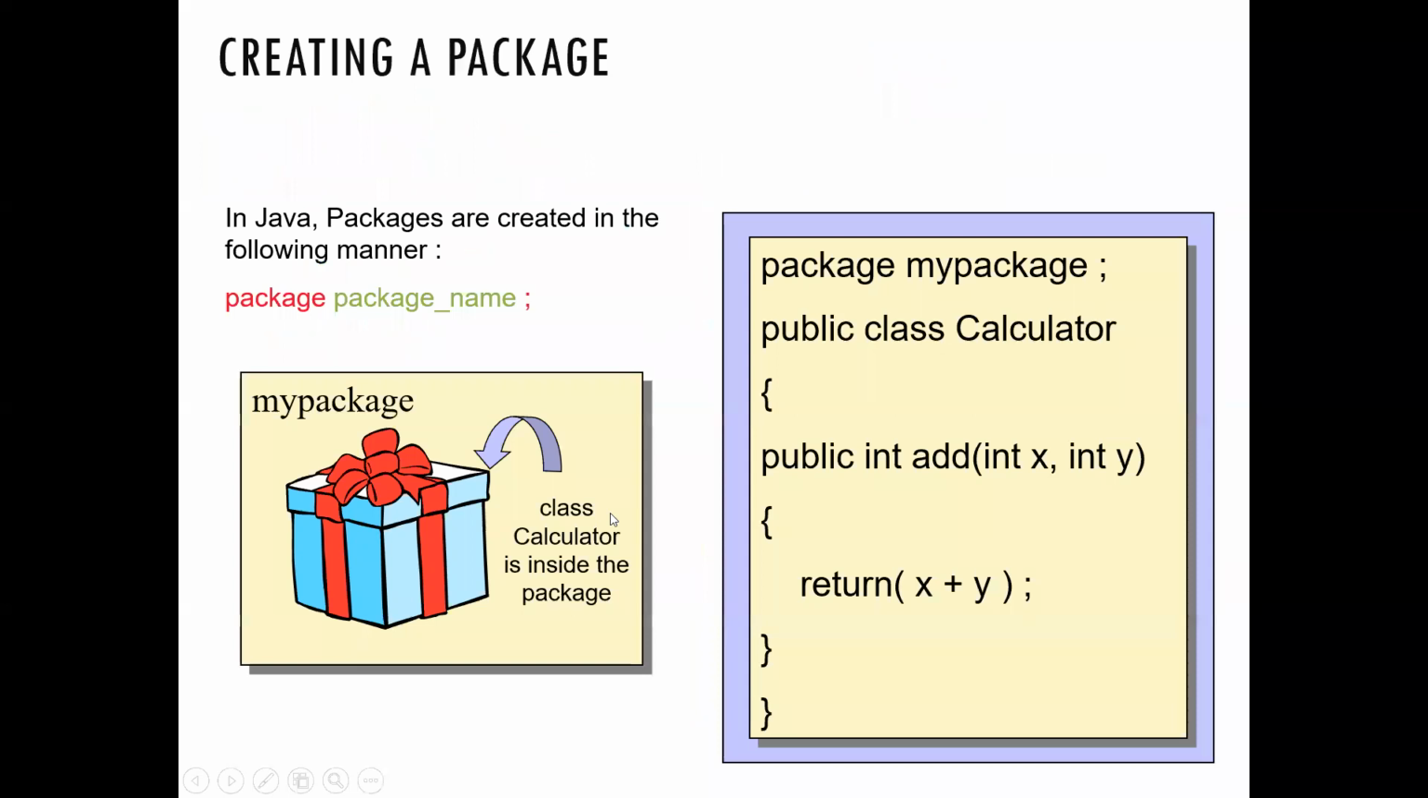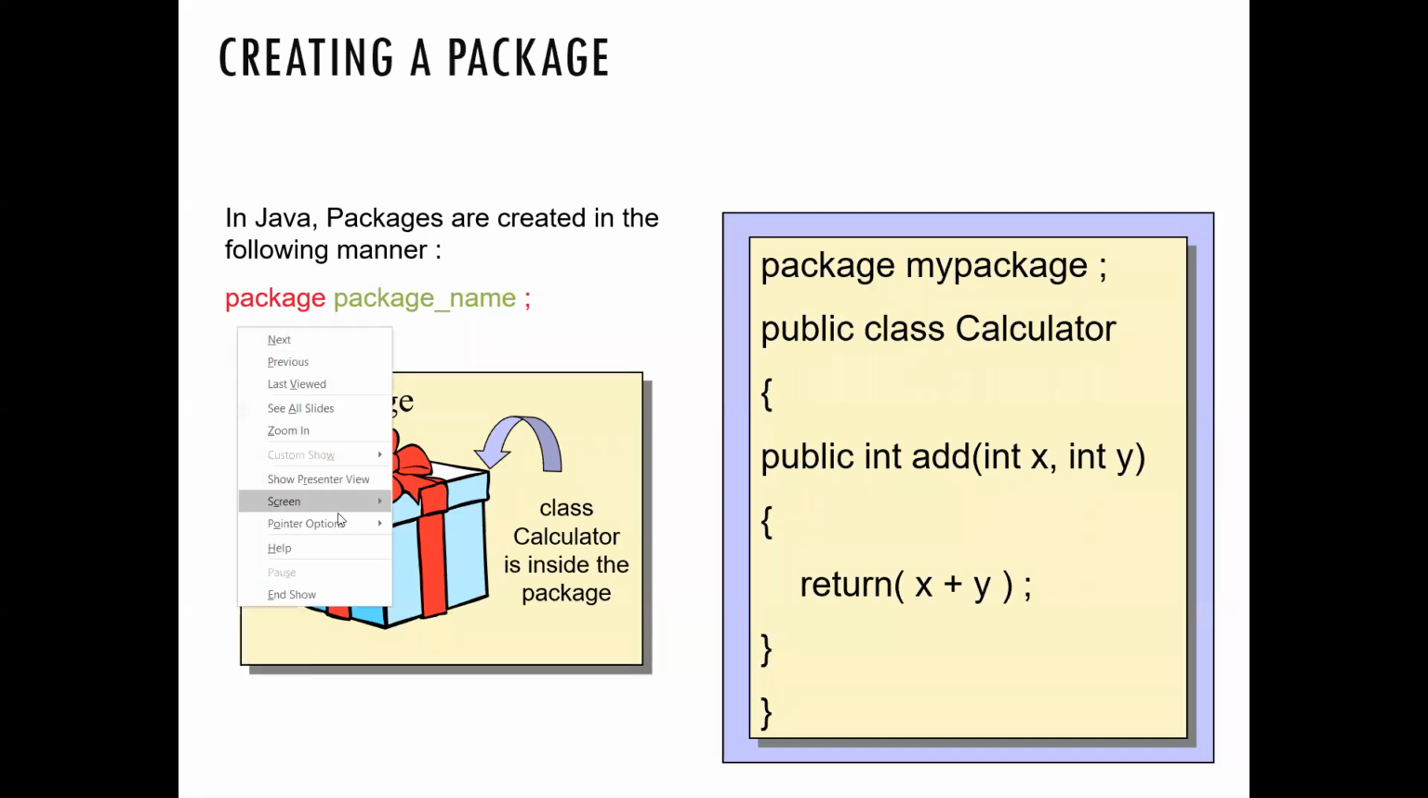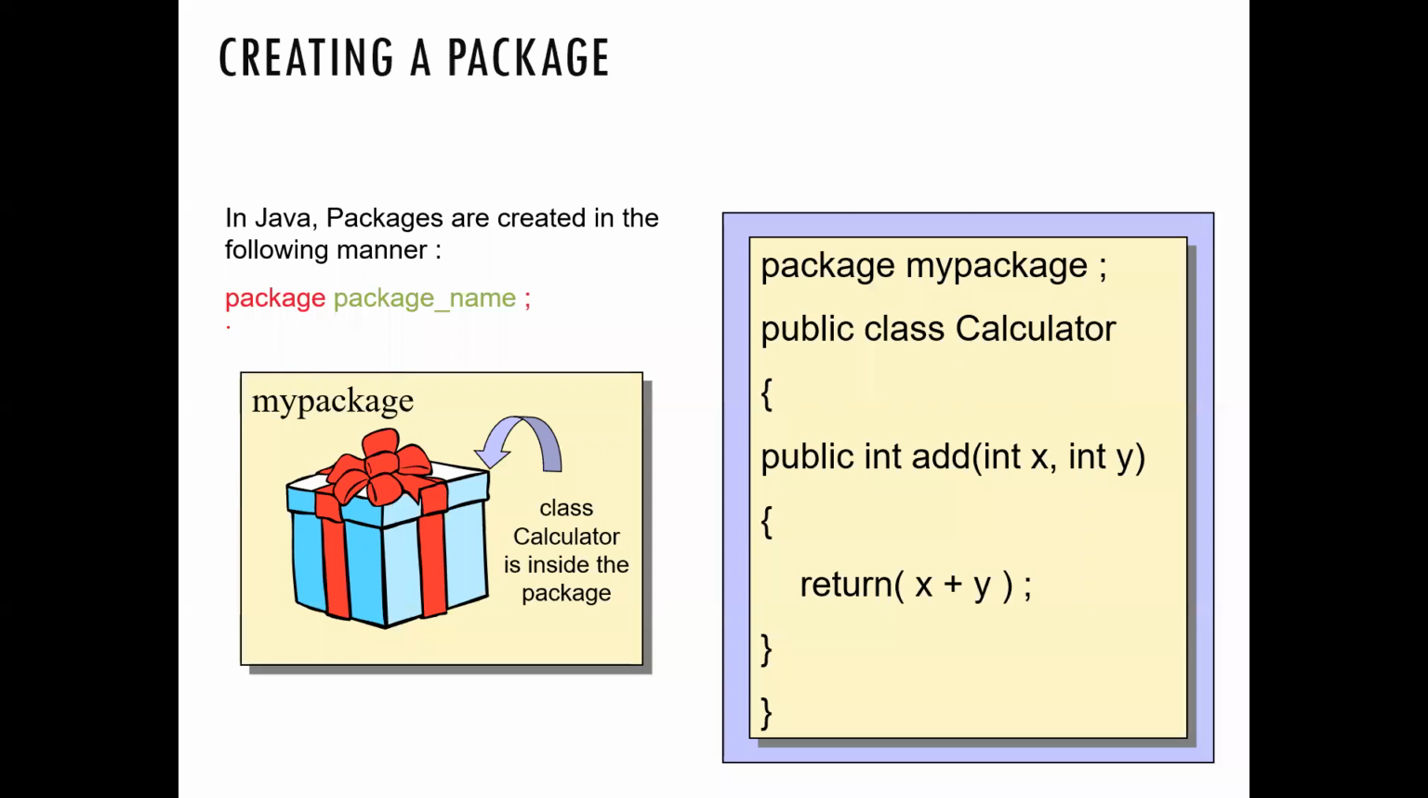Now, creating a package. How do you create a package? Packages are created in the following manner. The first thing you need to remember is that the first line of code in the .java file must be the package name. It cannot come after the import statements. Sometimes you might have seen import java.lang.String. I can write that, but the import should not be the first thing. The package statement is the first thing that I should have as the first line in any .java file.